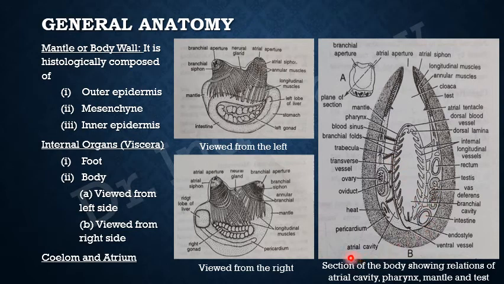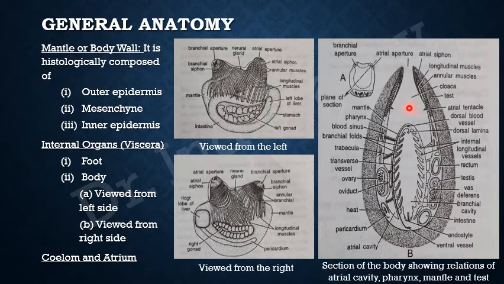Here you can see it is labeled, this is the atrium, this is the pharynx, and this is the mantle, and the space between both of them is the atrium. It is only labeled over here, but it is extending all over the pharynx. So this was the coelom and atrium.